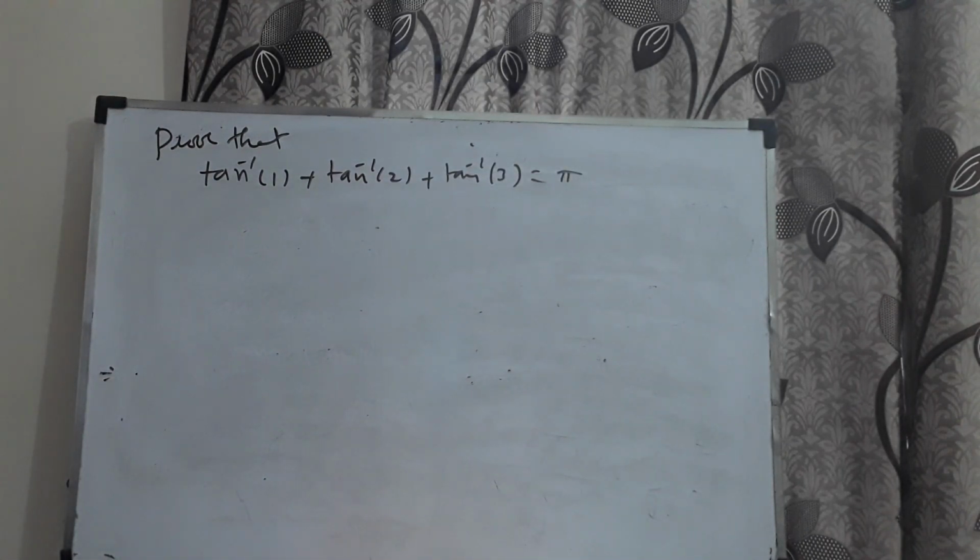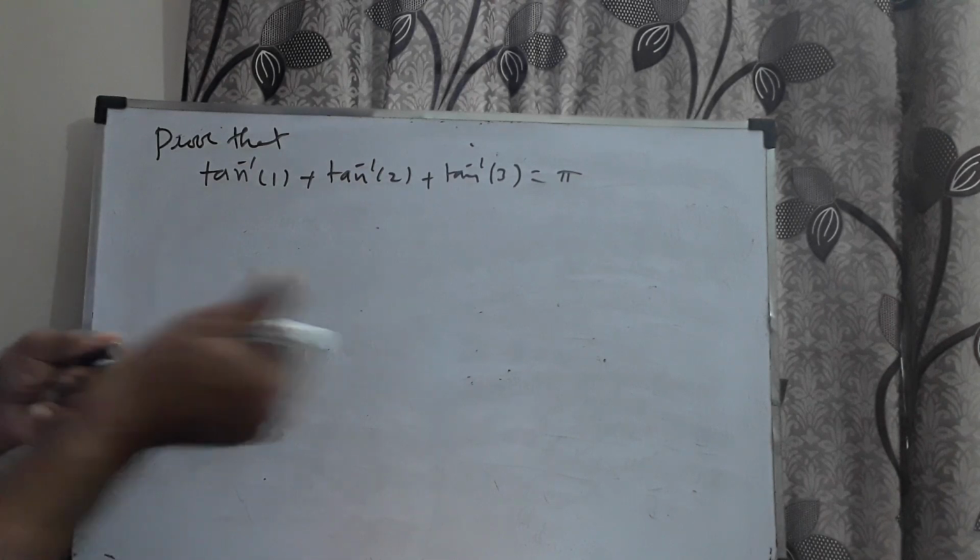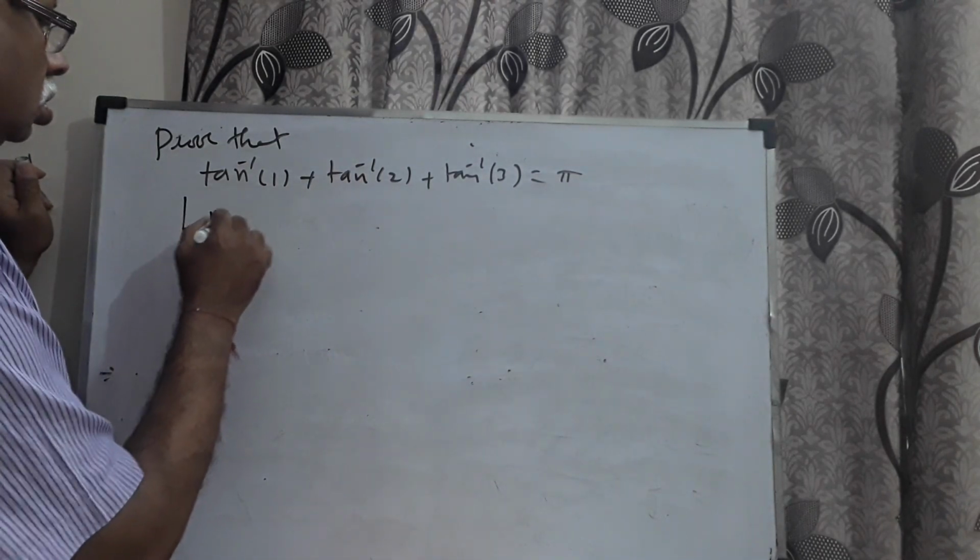Listen carefully. I can't group the first and second because 1 into 2 is greater than 1. I can't group the second and third. 2 into 3 is greater than 1. I can't group first and third. 1 into 3 is also greater than 1. Therefore, just see what happens.